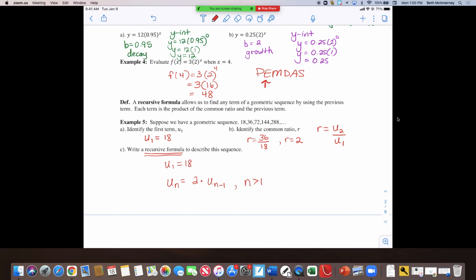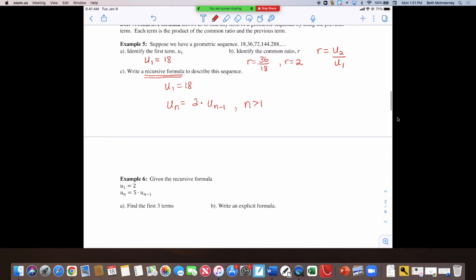And I want it to start with 2 to give me u sub 1. So a recursive formula for us is going to have 2 rows. You have to say what's your first term, and then what do you do to the previous term to get the next one. All right, so let's look at example 6.